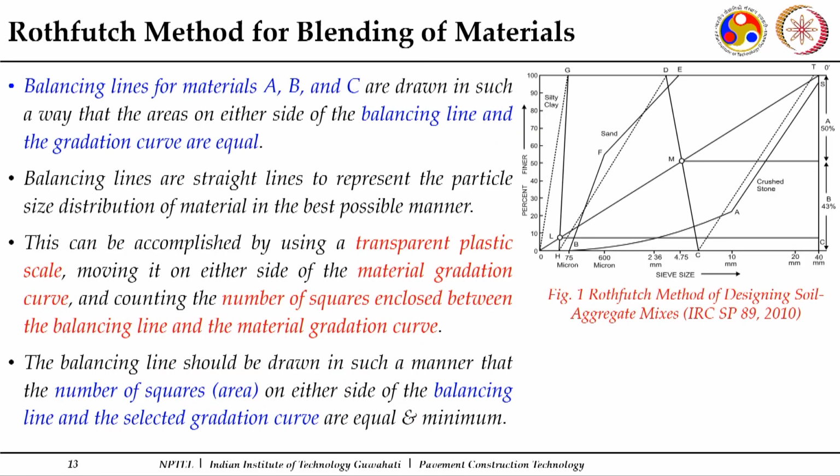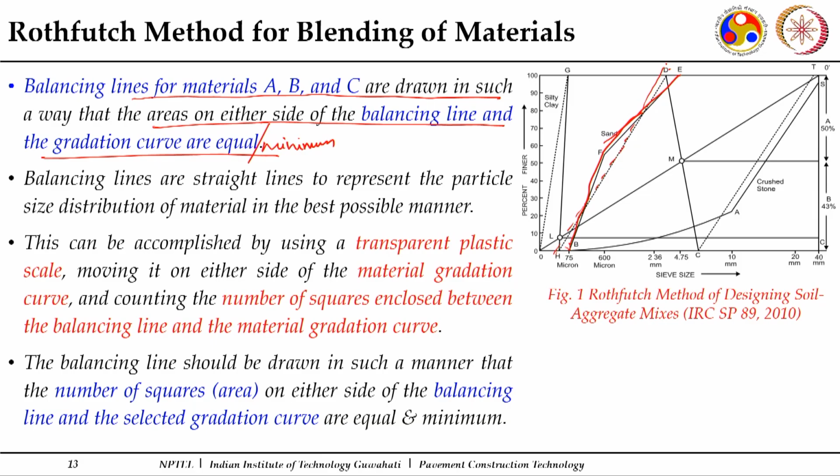Thereafter, since it is a graph paper, I will draw a line which I will call a balancing line. This balancing line for the materials is drawn in such a manner that the areas on either side of the balancing line are equal and minimum. The areas should be equal, and the total should also be minimum. So, if you can see, this is one gradation, B gradation going from here. This is your aggregate gradation B. So, a balancing line for this particular one is drawn, this dotted line.